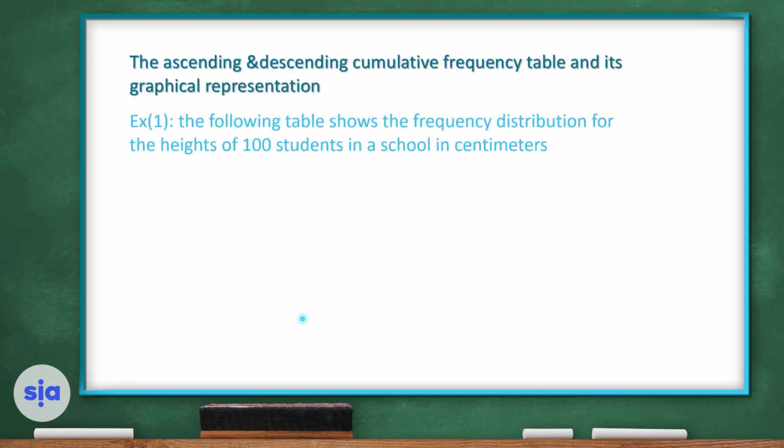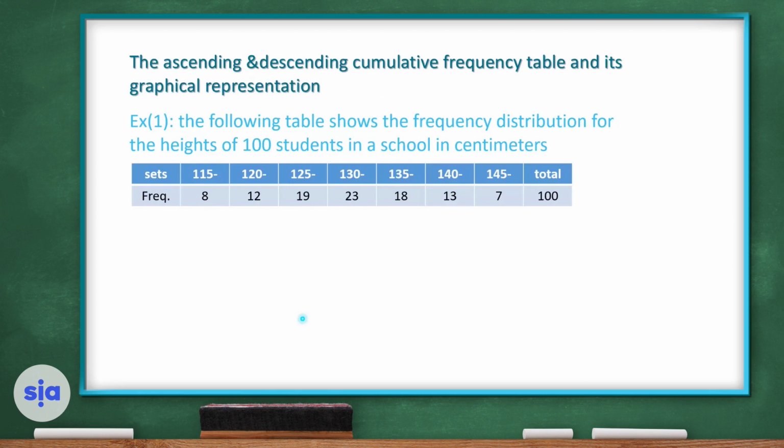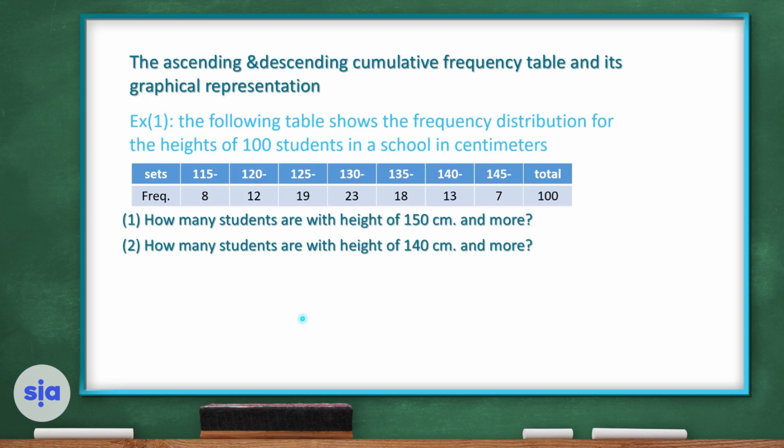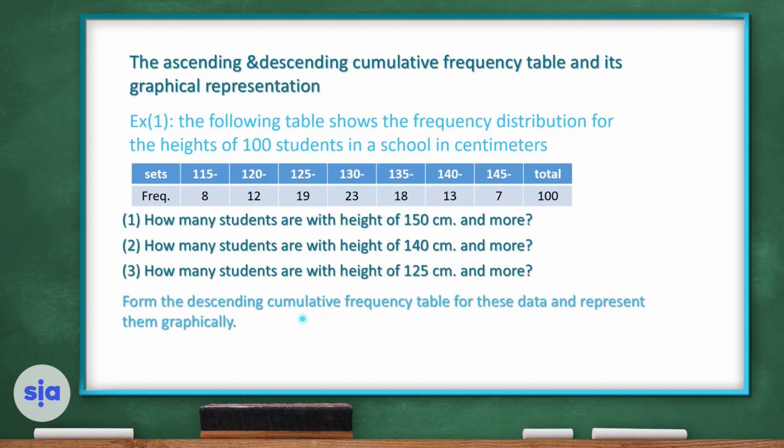Let's now see the same example but with different requirements. Here's the same example, the same table, but here the question is asking us to find how many students are with height of 150 and more, how many students are in height of 140 and more, how many students are with height 125 centimeters and more. And also, the question wants us to form the descending cumulative frequency table and to represent it graphically. Descending means from bigger numbers to smaller numbers. So here, let's now start by forming the table.